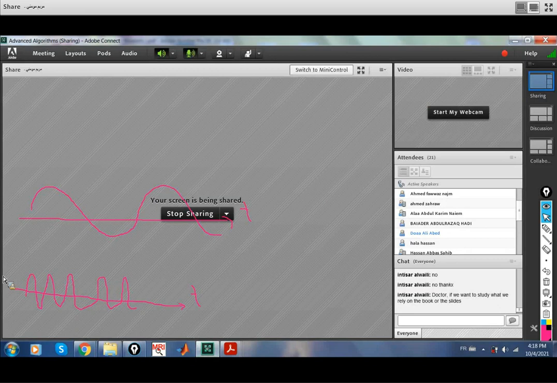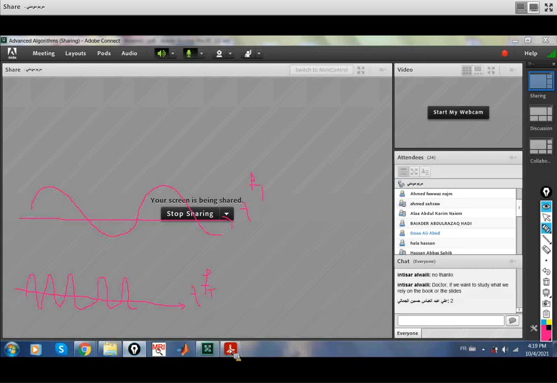Okay, consider these two signals. What do you think about the frequency? We call the frequency of the above signal F1, the frequency of the lower signal F2. Which of them is higher, F1 or F2? Please type your idea about the frequency of these two signals. The frequency of the above signal or the lower. Thanks.